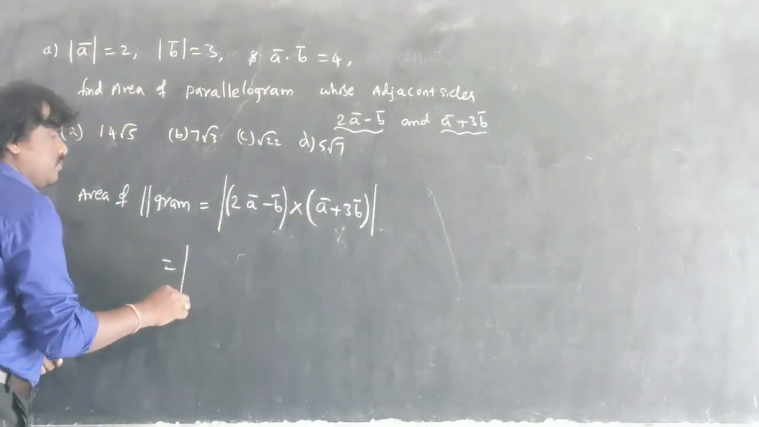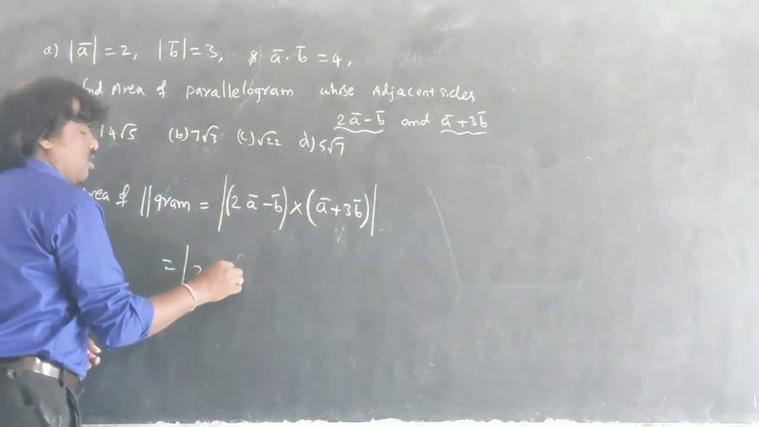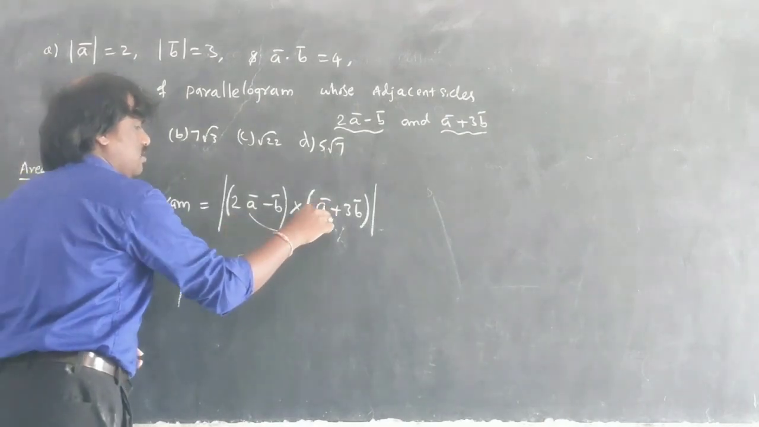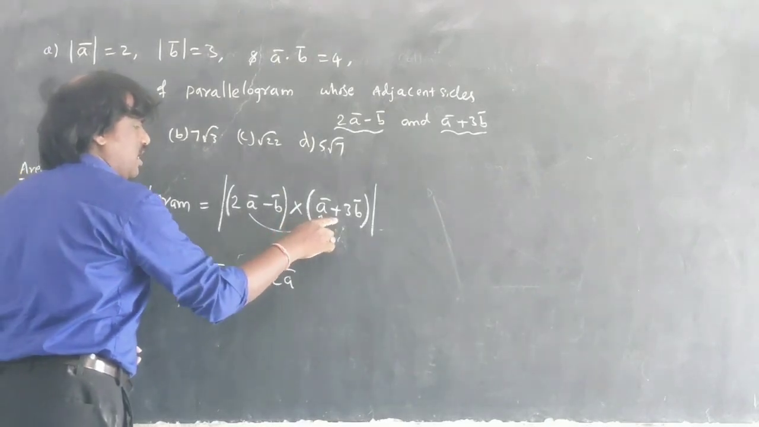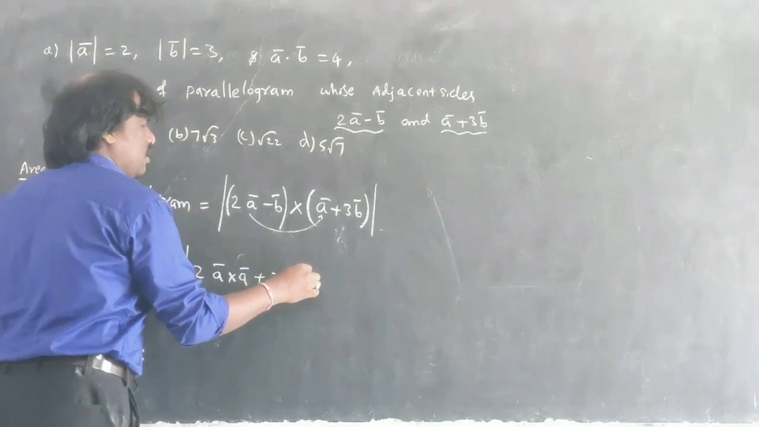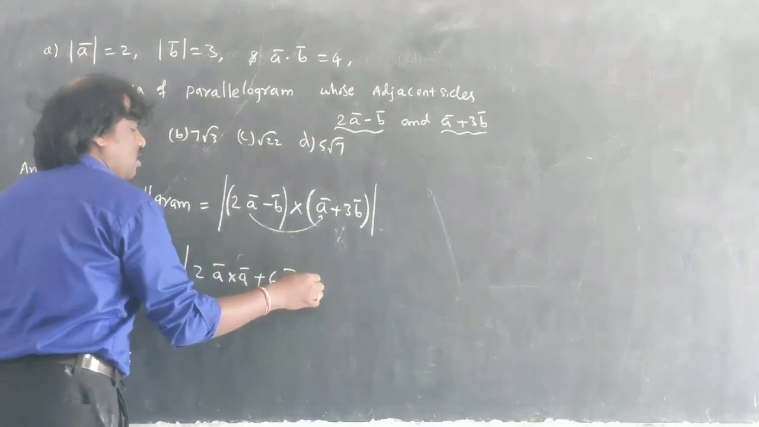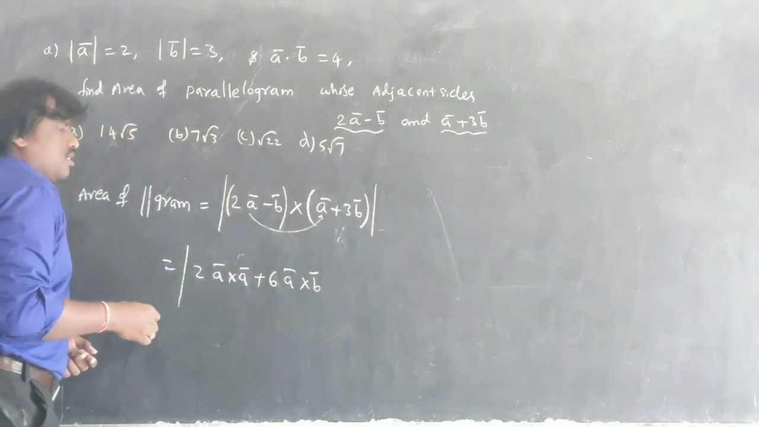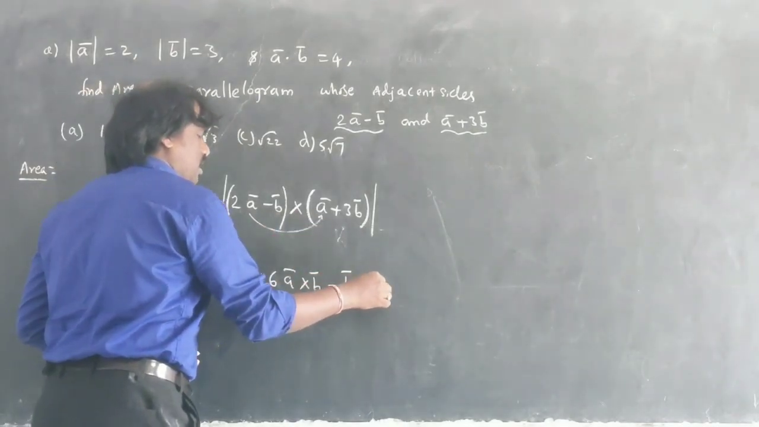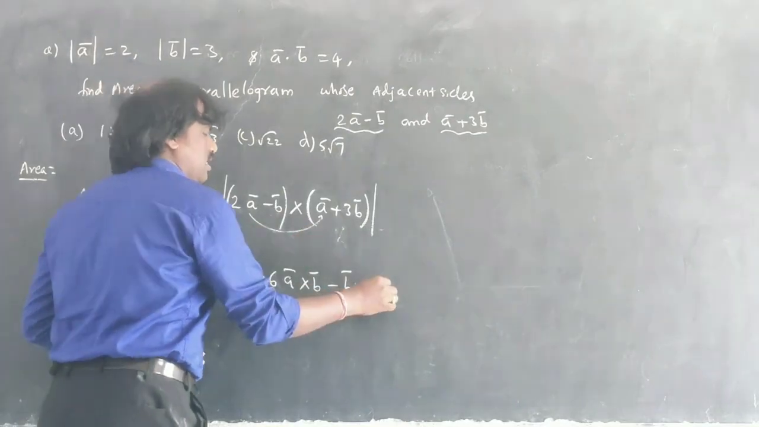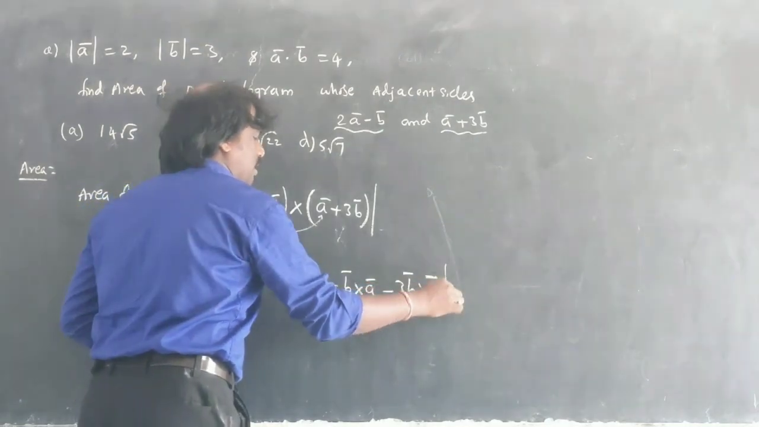Now let us find it here. Multiplying 2A vector with this, I write 2A cross A, plus 2A cross 3B, that is 2 times 3 is 6, 6 A cross B. Then minus B cross A, and plus into minus, 3 ones are 3, B cross B. This is what I am going to get.